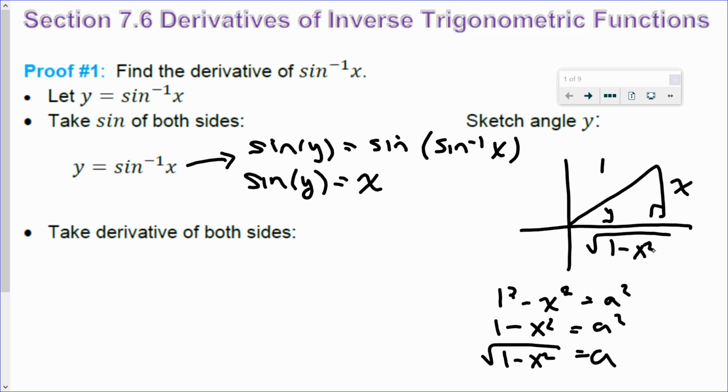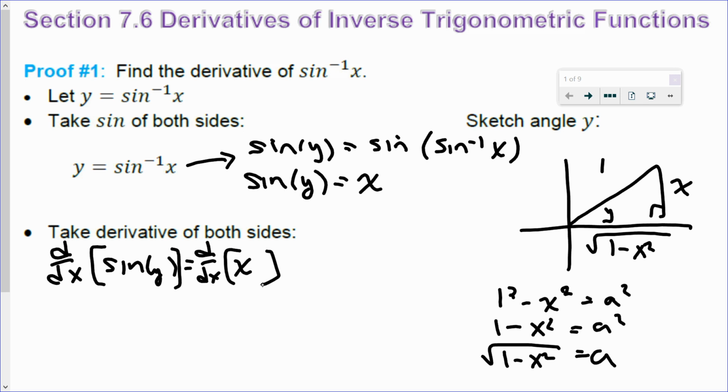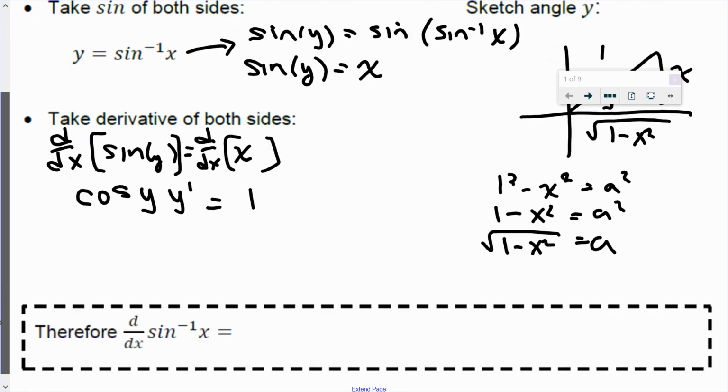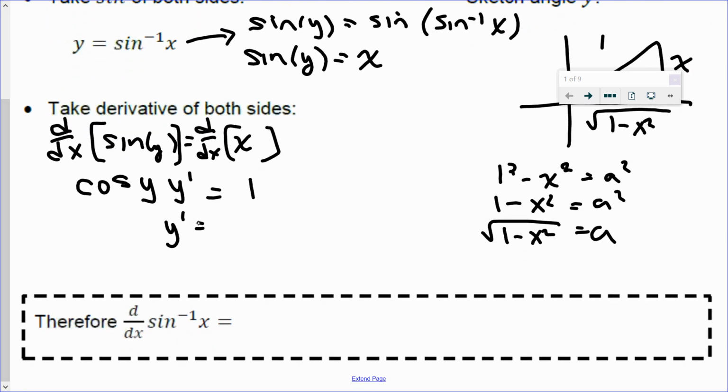Now that I have my sine inverse gone, I just have sine of y is equal to x. We're going to take the derivative of both sides with respect to x. We know the derivative of sine is cosine, so it'll be cosine of angle y, but it's with respect to x, so the derivative of y with respect to x is y prime. That's equal to, on the other side, the derivative of x, which is just 1. We want to get y prime by itself.